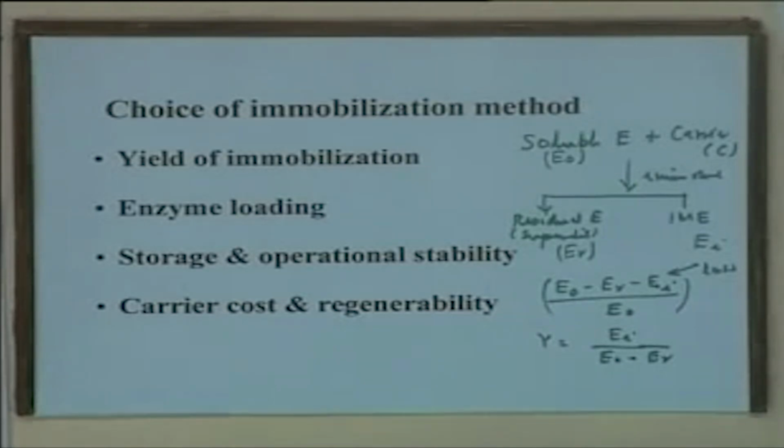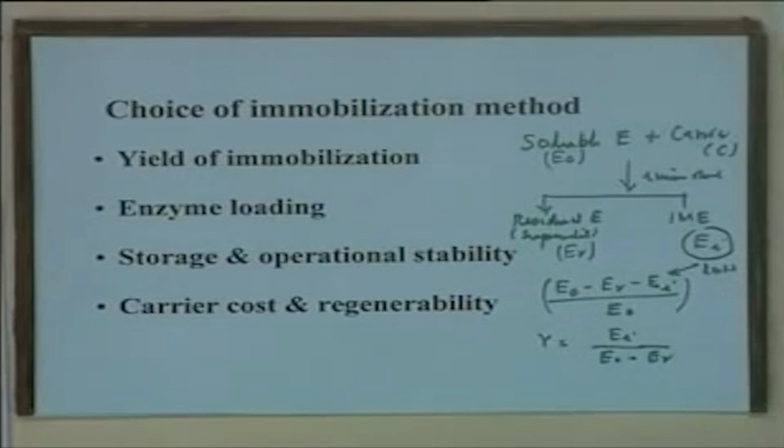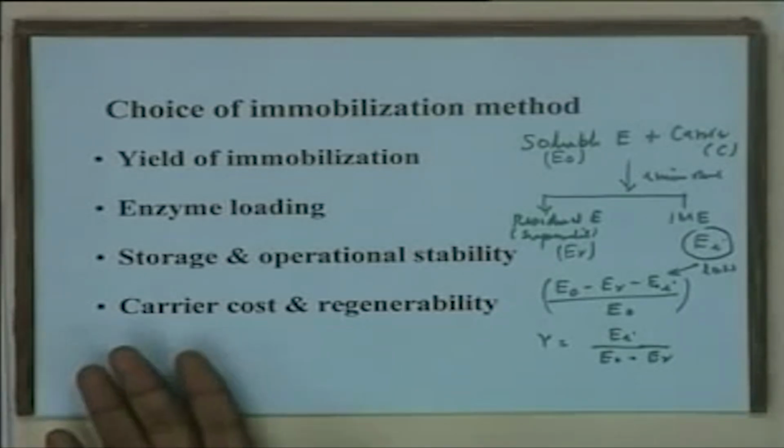So all the enzyme that is immobilized is active. Whatever enzyme is bound to the carrier is active. You see, when you talk of EI, that is the activity of immobilized enzyme, you are measuring in terms of the activity only. Yes, sir. So that means it is active.